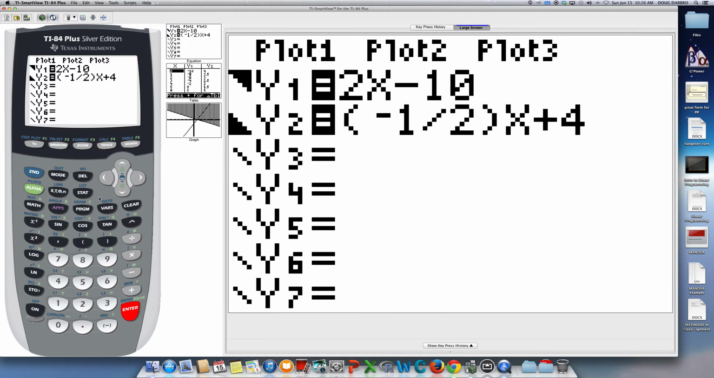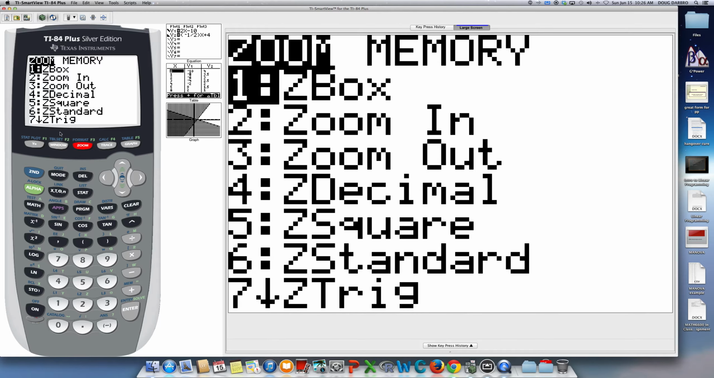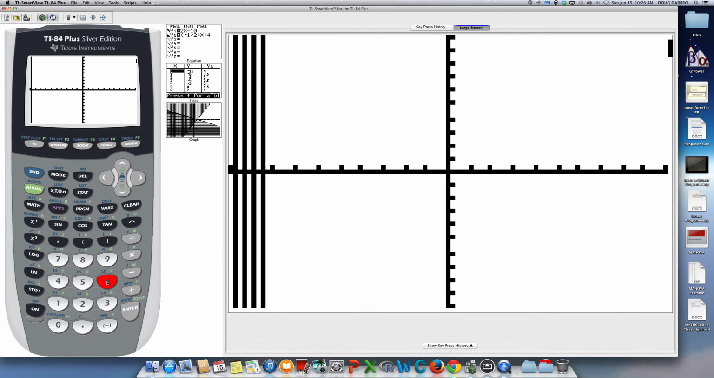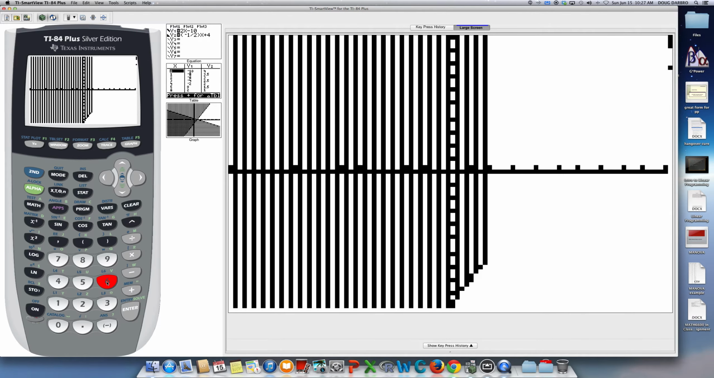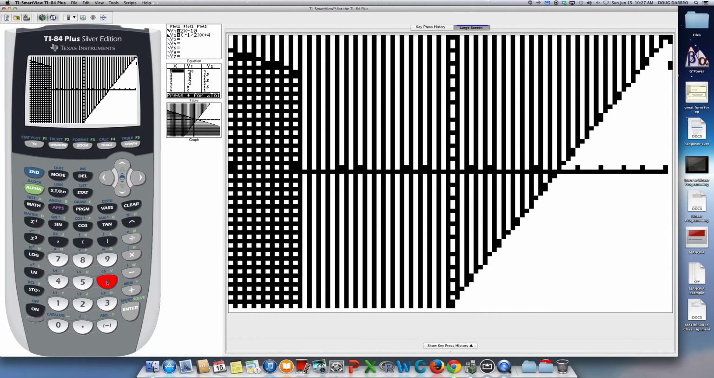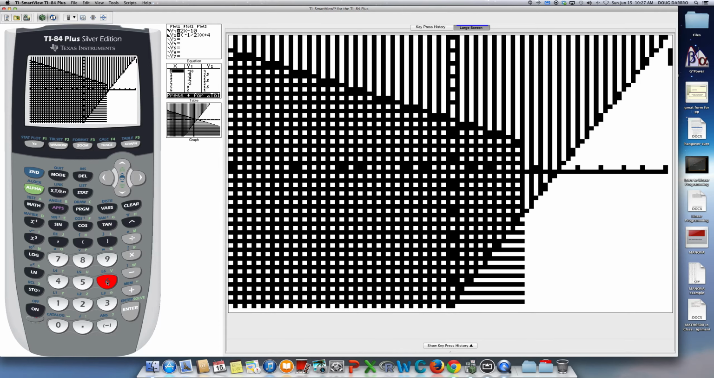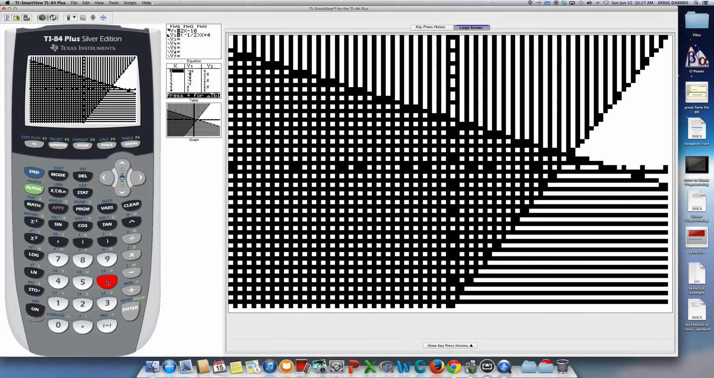Now, what I'm going to do here is choose something called Zoom Standard. In Zoom Standard, if you hit the Zoom button, it's the 6th option on my calculator, and it probably will be on your calculator too. So if I hit the number 6, it's going to choose this to be graphed over from negative 10 to positive 10 and so on and so forth.